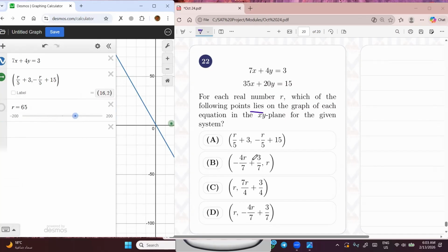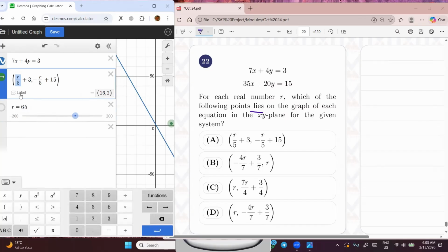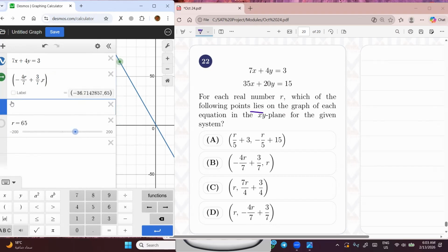So let's start writing the second point. Let's check the second point here. Negative 4r over 7. Let's write negative 4r over 7 plus 3 over 7, and then comma and r. Delete all of this and just write r. And here, just erase this one, and just click enter, and you get this point. Yeah, that's a point on the graph itself.